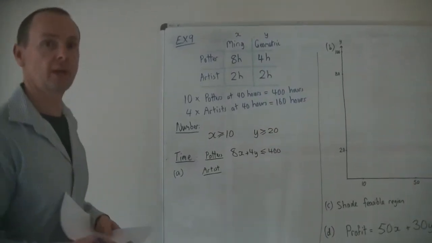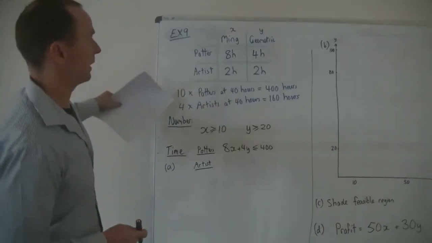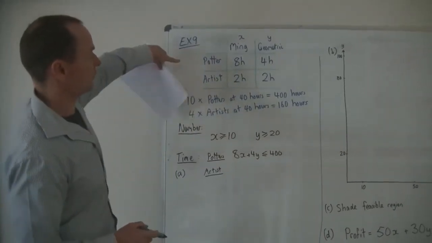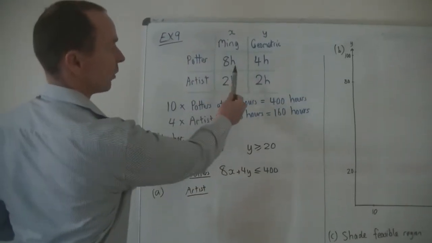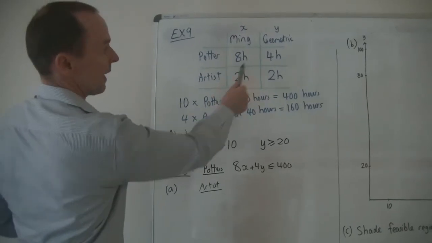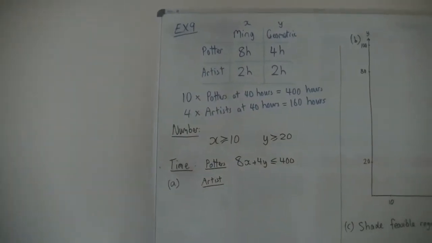I just wanted to go through example 9. Now it's one of the trickier questions. You need to read it in the textbook first, and I've copied this bit out from the question. So you can read the question: a potter and an artist make these vases. There's Ming type and geometric type, and that's how many hours it takes. This is all in the question. Firstly, copy it down, and then I'll explain the question.